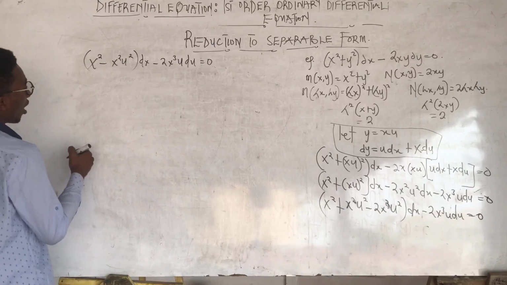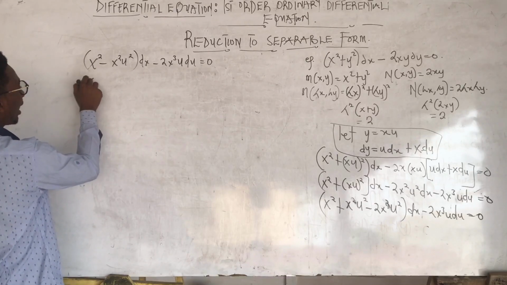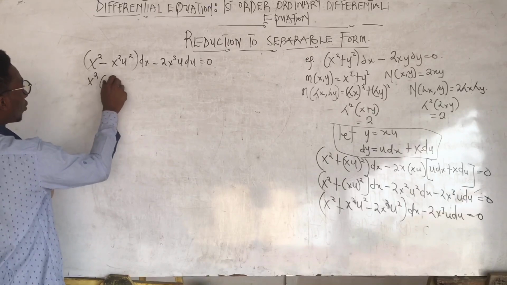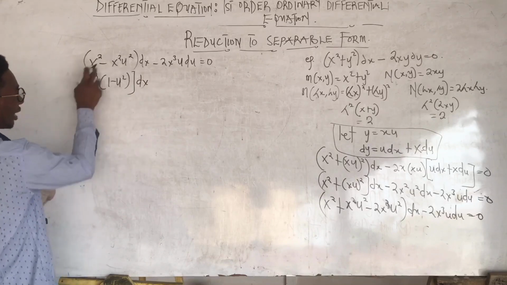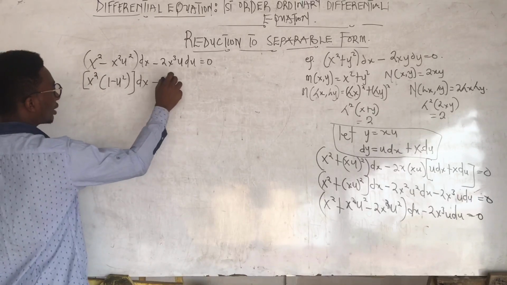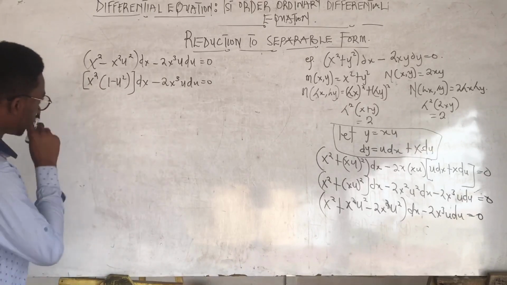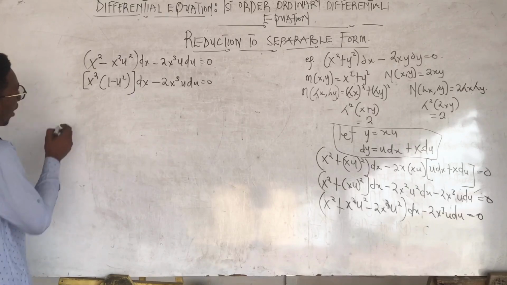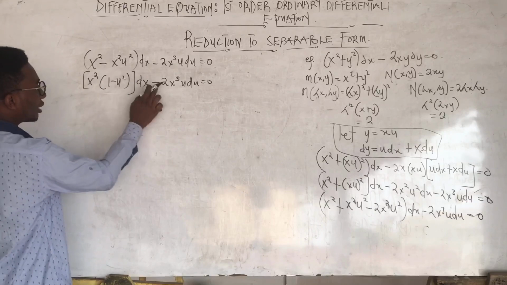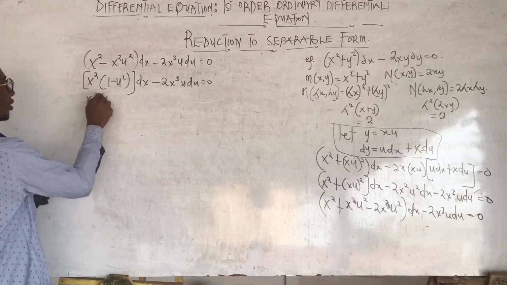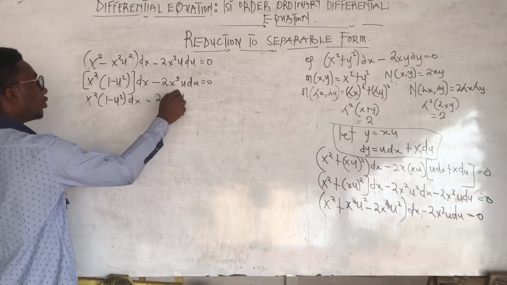So now when you do that, you can bring x squared out over here and you have 1 minus u squared dx. You factorize x squared out here, minus 2x cubed u du is equal to 0. Alright, so now let's take this one to the other side of the equation. We get x squared 1 minus u squared dx, which is equal to 2x cubed u du.